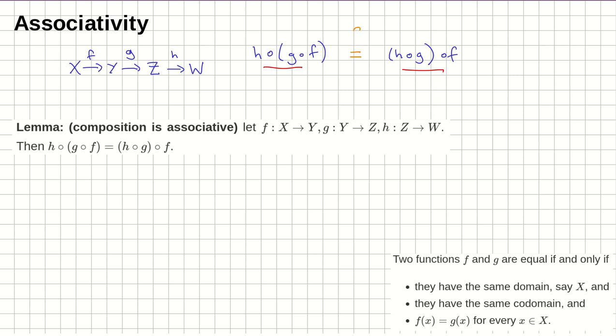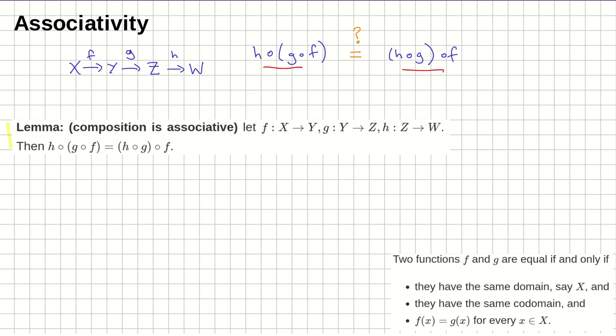And we could legitimately ask the question, are those two things equal as functions? And in fact, the answer to that is yes, they are equal as functions. And that property is called the associativity property for functions. So I've written it just here as a lemma. The lemma is called composition is associative.